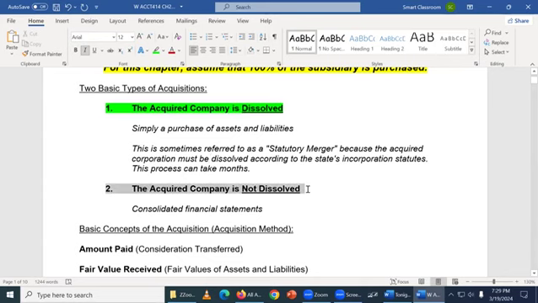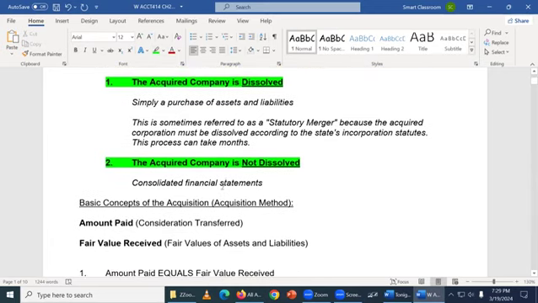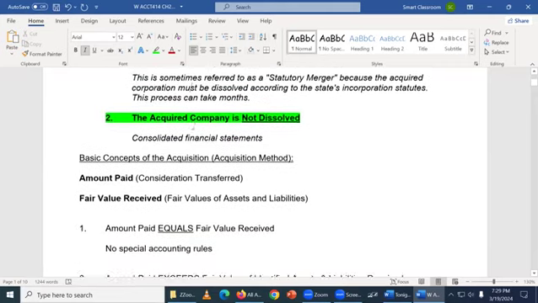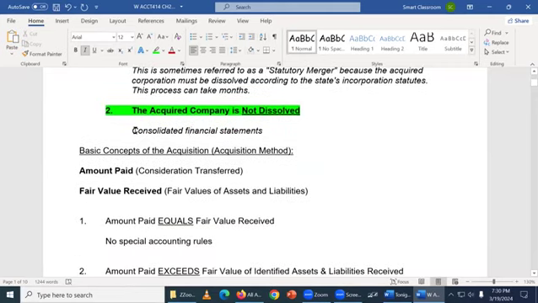Another way to do it is the company is not dissolved. And if it's not dissolved, you run it as a separate entity, different than the company that bought it. And this is the one that is more complex, because this is the one where you take the financial statements and jam them together. So the first one is the company is simply dissolved. The second one is what happens if you operate them separately.